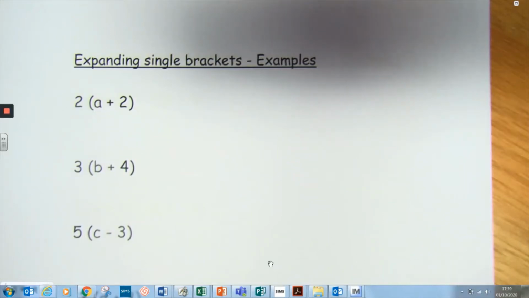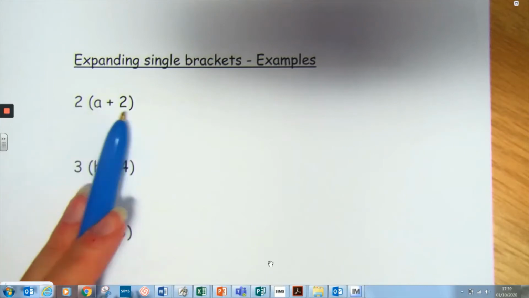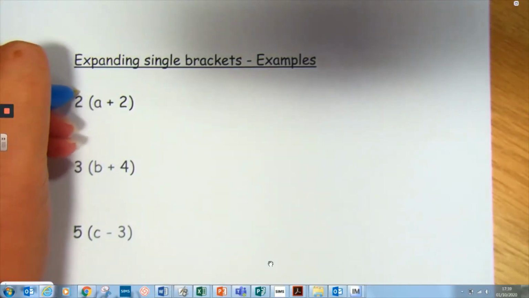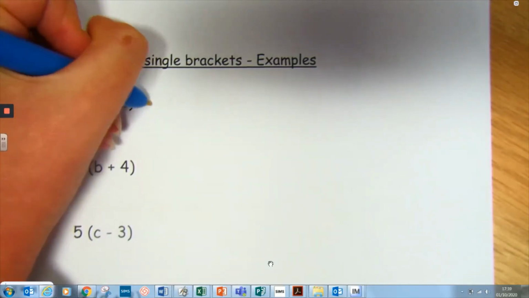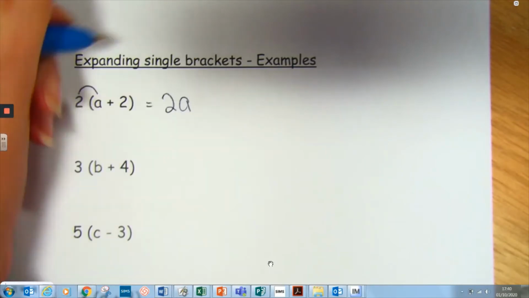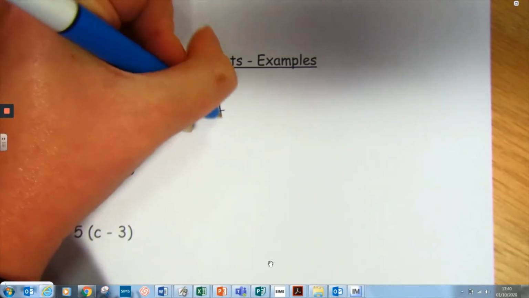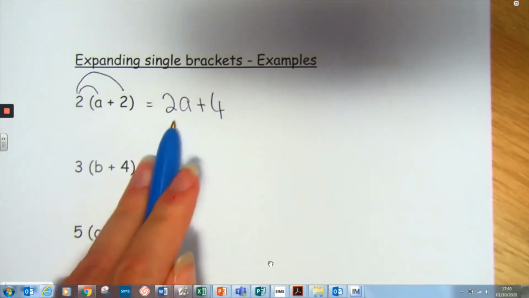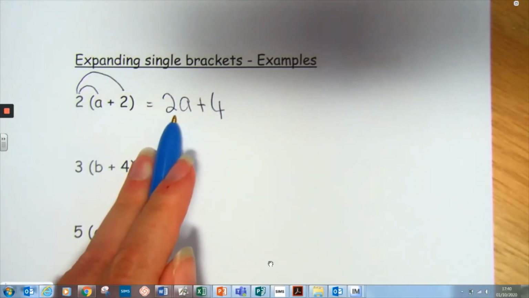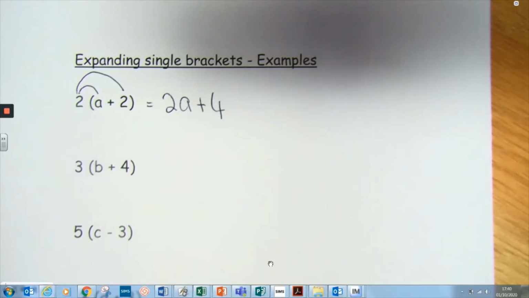Hi, in this video we're going to look at expanding single brackets. When we expand brackets, we multiply everything that's on the outside of the bracket by everything that's on the inside. So here we're going to multiply 2 by a, and we're going to get 2a. We're then going to multiply 2 by 2, and we're going to get 4. We can't group anything there, so it stays as 2a plus 4.